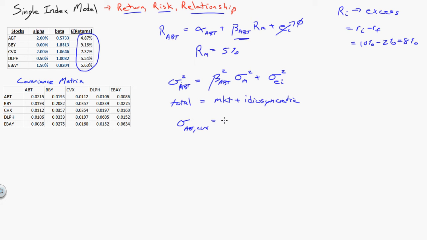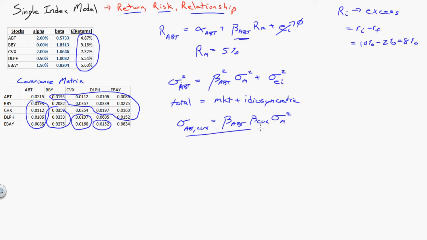What turns out is the beta of Abbott times the beta of Chevron times the market variance is equivalent to the covariance between those two stocks. So I can come through and get these covariance numbers, and these, and of course the corresponding ones on the top. I get those numbers by just doing this.